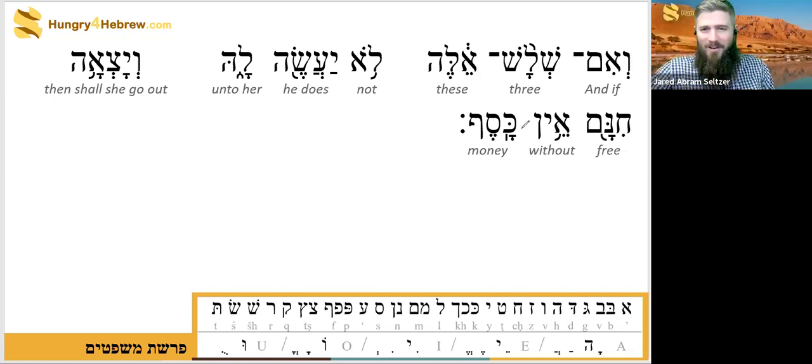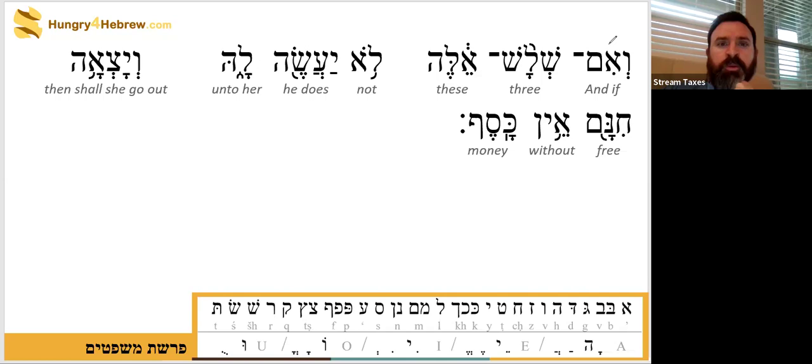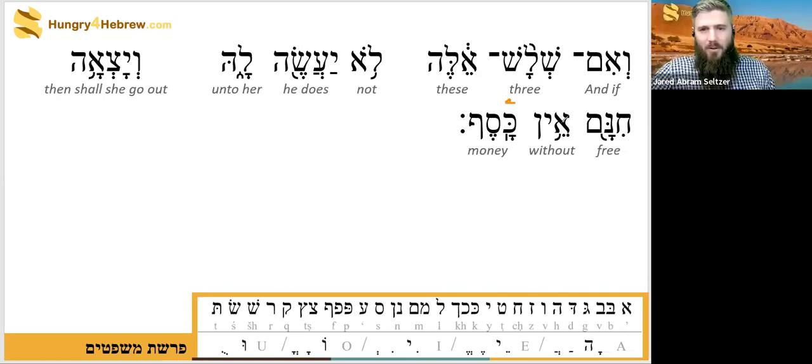Keep going. Perfect. Ele lo yase lach v'yatzah hinam ein kasef. Kasef. Very good. Kasef. This is the pausal form of the word kesef, meaning at the end of a word, at the end of a sentence, or at the wishbone, the etnachta, it'll show up as kasef to let everybody know we've reached the end of a logical unit.